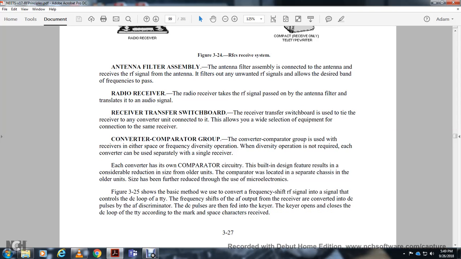Converter comparator group. The converter comparator group: either space or frequency diversity operation is not required. Each converter can be used separately with a single receiver. Each converter is used as a comparator, with the circuitry built in as a design feature, resulting in a considerable reduction in size from the older units.